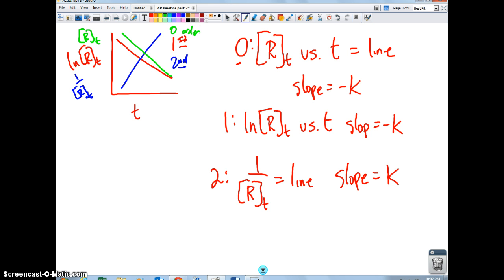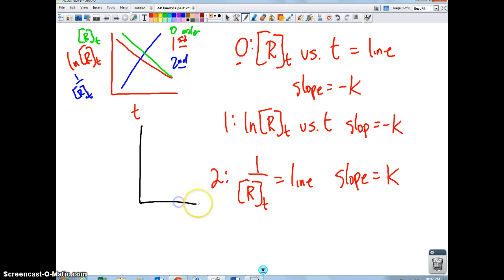So what you'll end up seeing is pictures, and they'll show you a graph, labeled with those 3 different things on the side, and you'll say which order the reaction is based on the graph. What they'll usually do is show all 3 graphs plotted at one time.